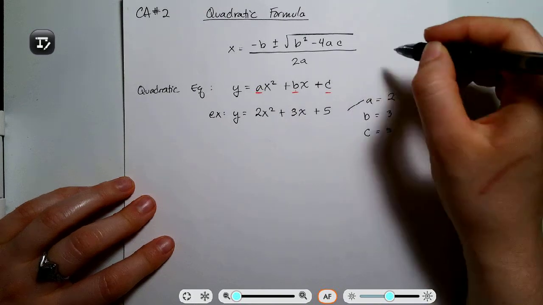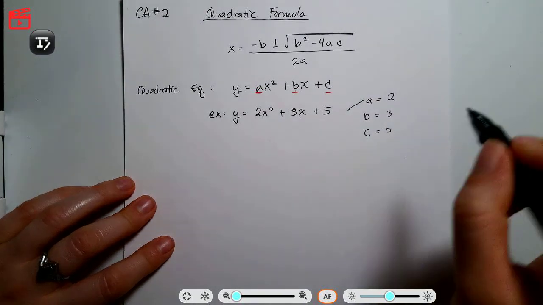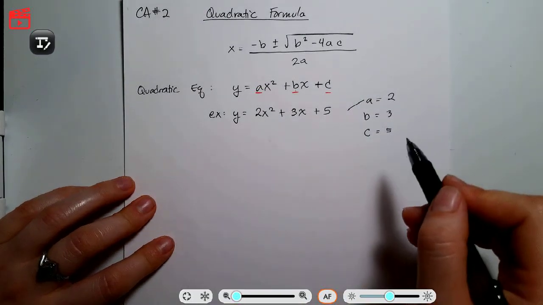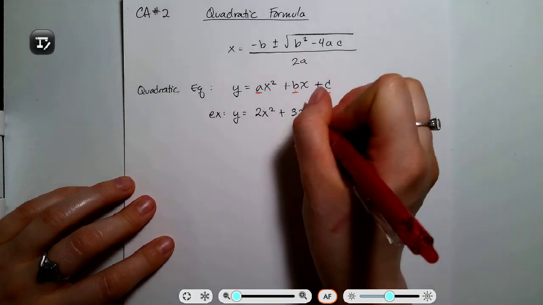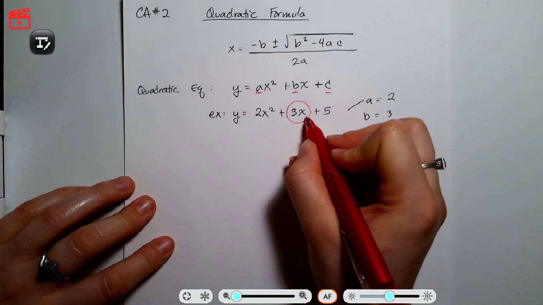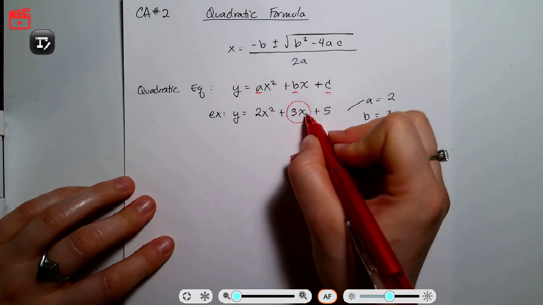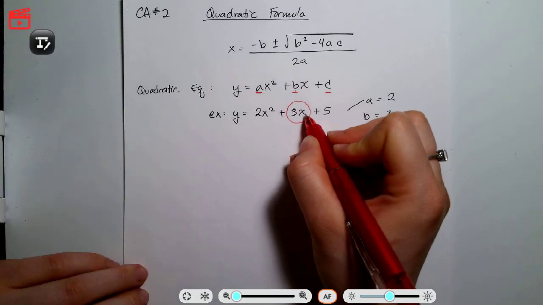Okay, so the main reason we can't use the square root property on this equation is because of this guy. See the x to the first power? If we didn't have the x to the first power, then we could use the square root property. But because we do, we're going to go ahead and use the quadratic formula for now.